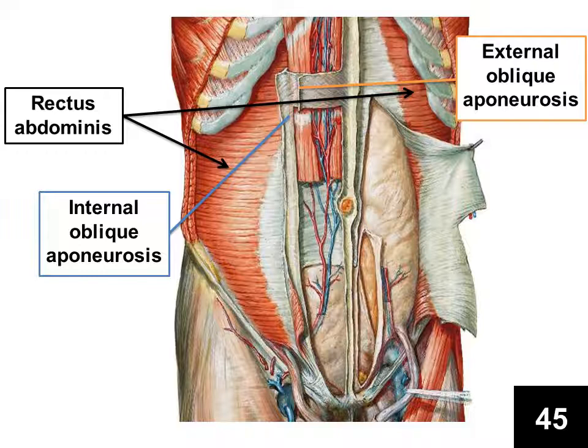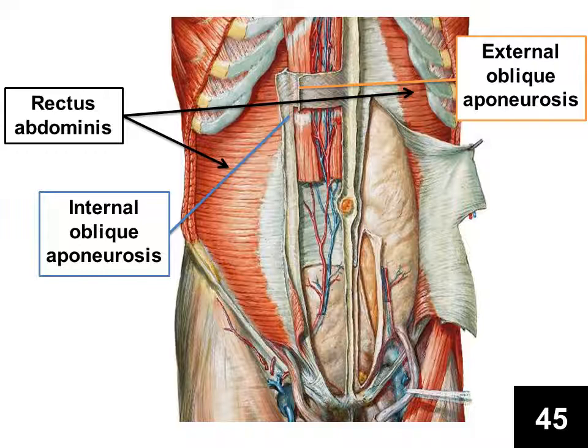Now we have to know that the posterior border of the external oblique is free. That is, we said the fibers, while the posterior border of the internal oblique and transversus abdominis are attached. They are not free, but are continuous with the lumbar fascia, by which this fascia is connected to the vertebral column. This is what we said.